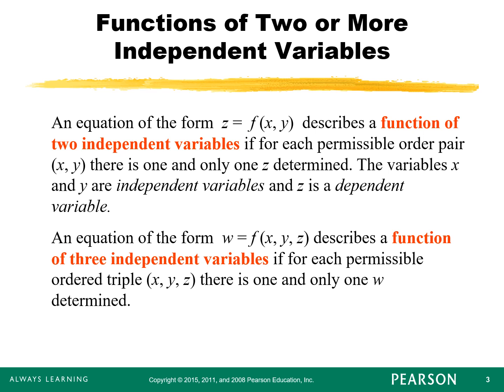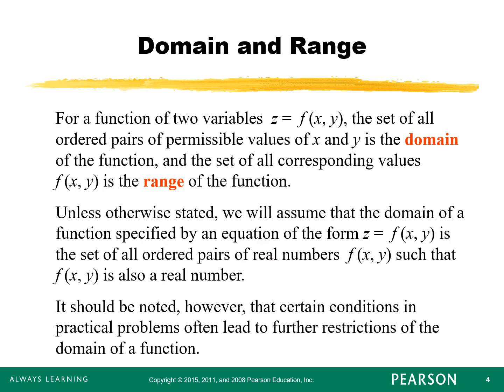Functions of 2 or more independent variables. An equation of the form z equals f(x, y) describes a function of 2 independent variables if for each permissible ordered pair (x, y) there is one and only one z determined. The variables x and y are independent variables and z is the dependent variable. An equation of the form w equals f(x, y, z) is a function of 3 independent variables if for each permissible ordered triple there is one and only one w determined.